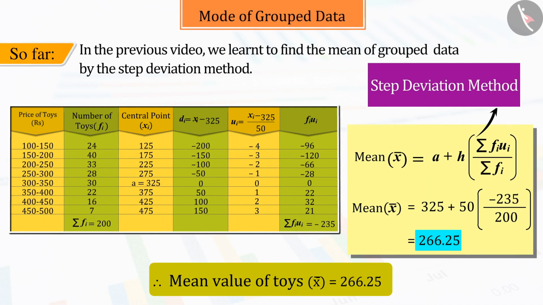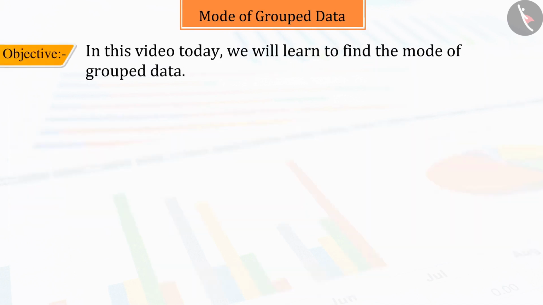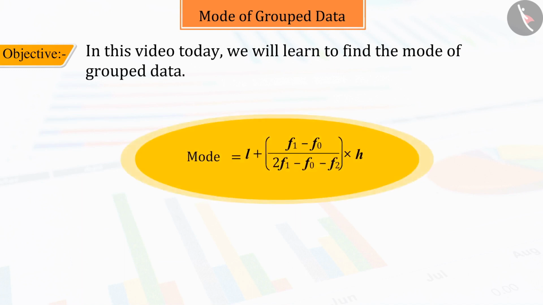In the previous video, we learned to find the mean of grouped data by step deviation method. Today, in this video, we will learn to find the mode of grouped data. Let's look at ungrouped data before understanding mode.